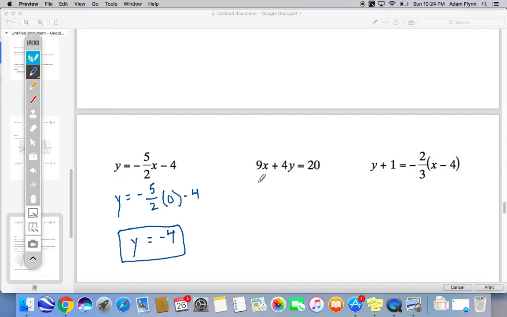I have a standard form equation here, so 9 times 0 plus 4y equals 20. 9 times 0 is 0, so I'm left with 4y on this side and 20 on the other side. So to get y by itself, I'll divide both sides by 4. 4's cancel on the left, so I'm left with y equals 20 divided by 4, which I know is 5.